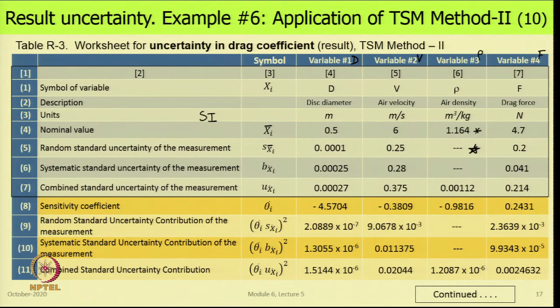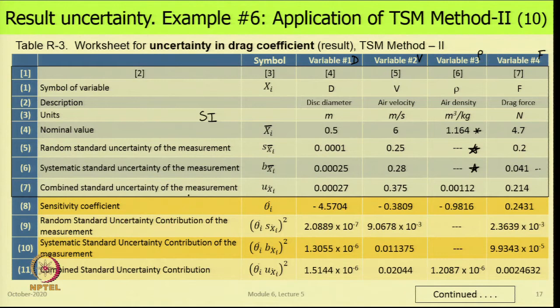Then we write the systematic standard uncertainty of the measurement, B x_i bar. This much has been calculated. This we just calculated as 0.28 meter per second. We just reproduce it here. This we have not calculated, and this is coming here 0.041. In a minute, we will see that even if we did not calculate these, in the ultimate analysis this does not matter, because the contribution of density to the uncertainty is quite negligible, and we would have been quite happy to say that density is constant and go ahead with it. We could have solved the problem that way also.